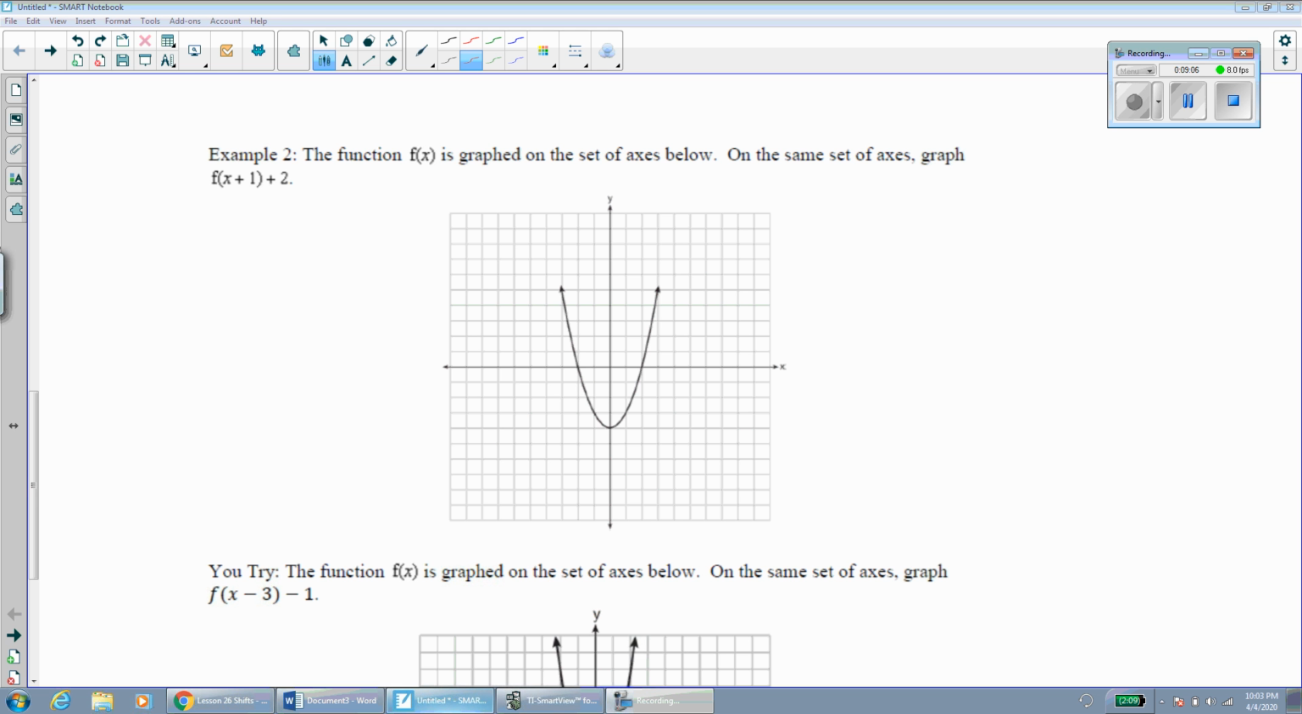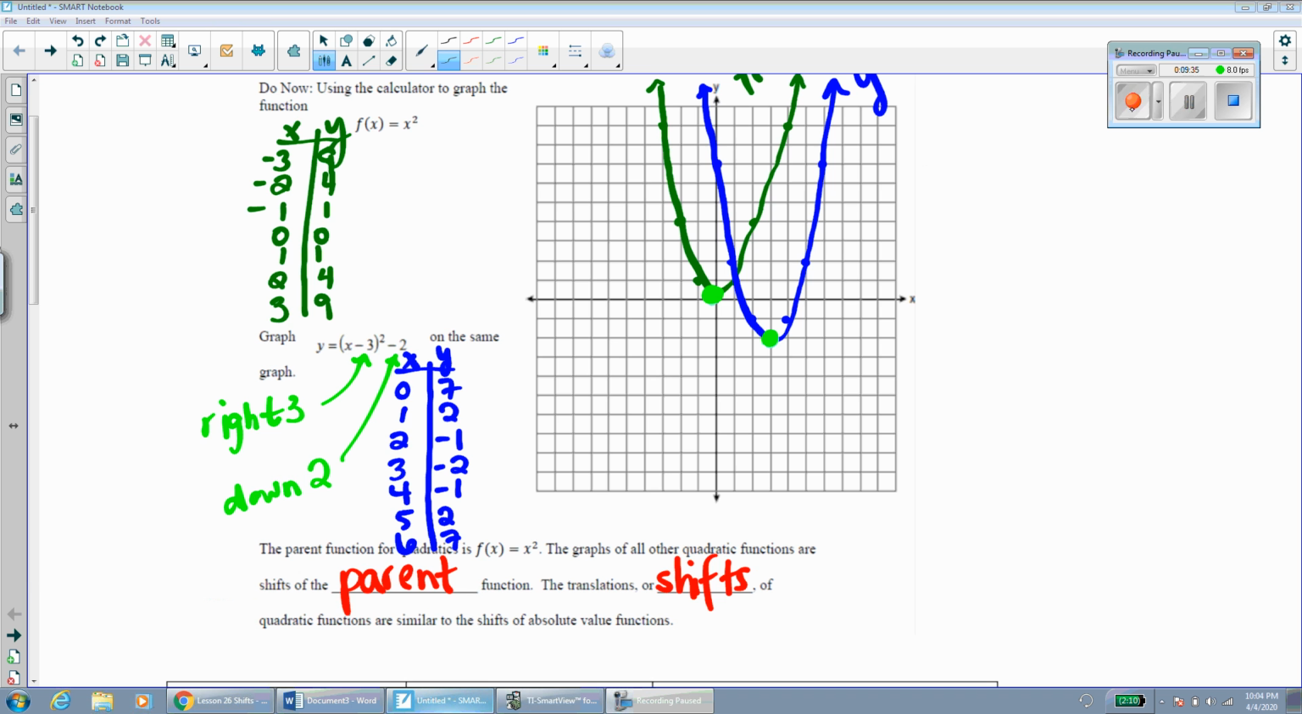Okay, so example number 2 says the function f of x is graphed on the set of axes below. So they already gave us f of x. I'm just going to label that. Okay, so that f of x is in black. On the same set of axes, graph f of x plus 1 plus 2. So this is a little bit different than what we've seen. We keep seeing our quadratics written out with those squares, but it's the same thing. It's just a different way to write it.